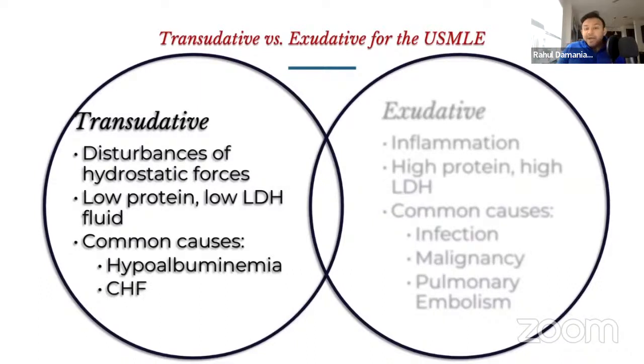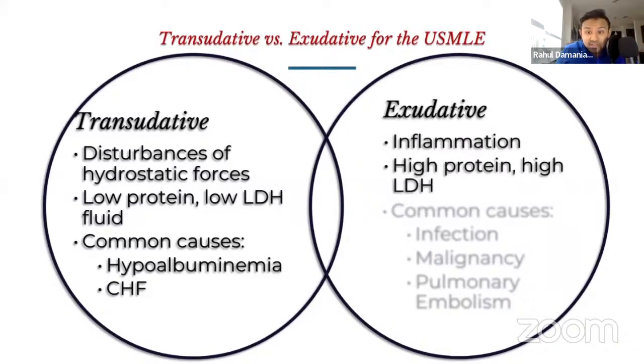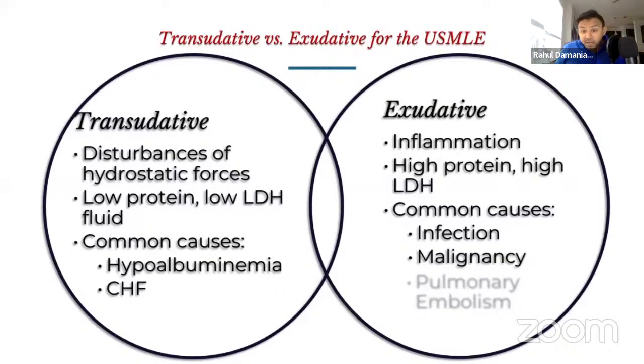Switching gears, when we talk about exudative fluids or exudative effusion, think about extra protein due to inflammation. These patients are going to have a high pleural protein and a high LDH, and common causes are going to be things like infection, malignancy. For example, you're going to be thinking of mesothelioma, infections such as tuberculosis, and even pulmonary embolisms can cause you to have a lot of inflammation and subsequently exudative fluids.